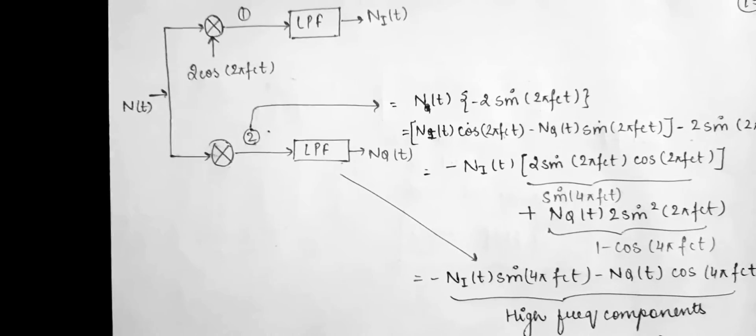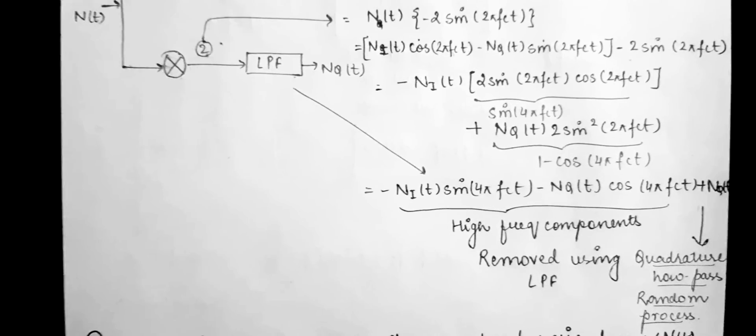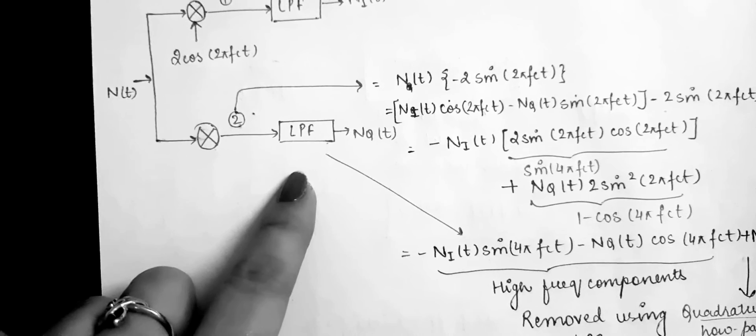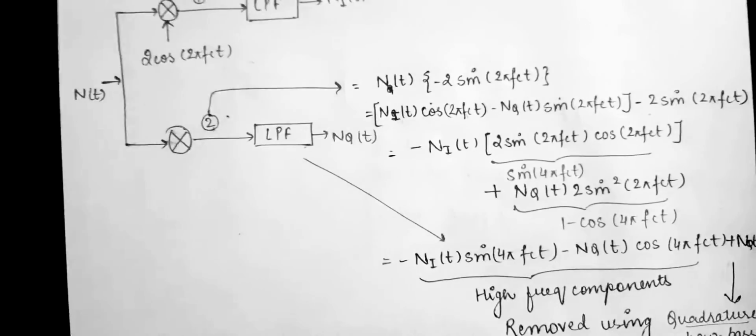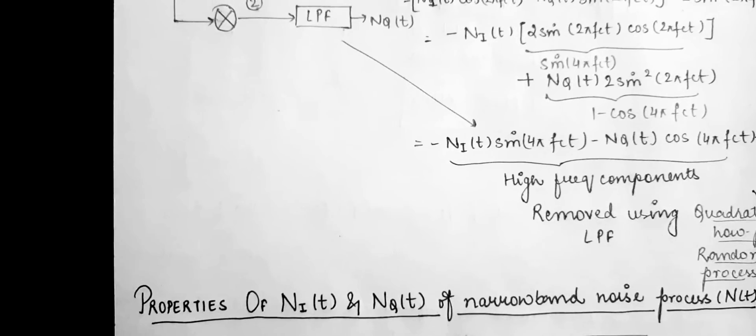The first one is n_I(t) sine 4πf_ct minus n_Q(t) cos 4πf_ct plus n_Q(t). We know we have a low pass filter, so it will remove the high frequency components and pass only the low frequency component, so we will get the output as n_Q(t). So we can say that this is the quadrature low pass random process.